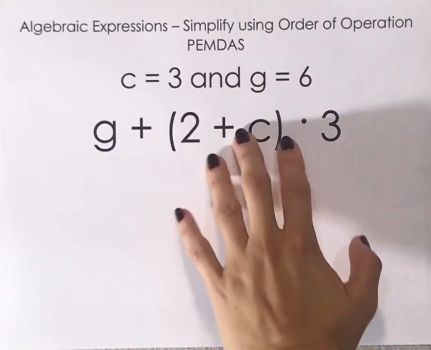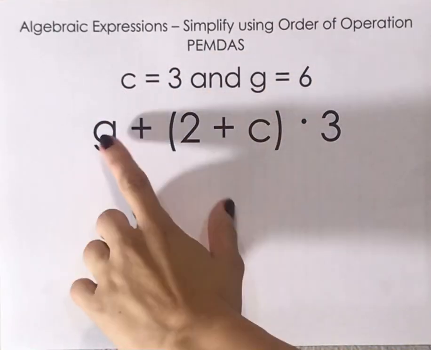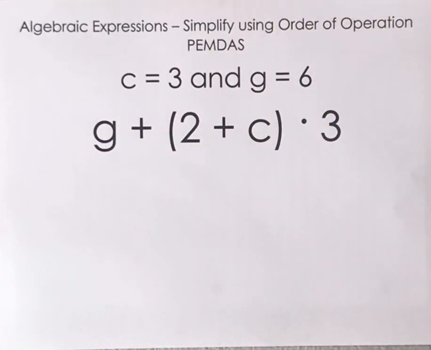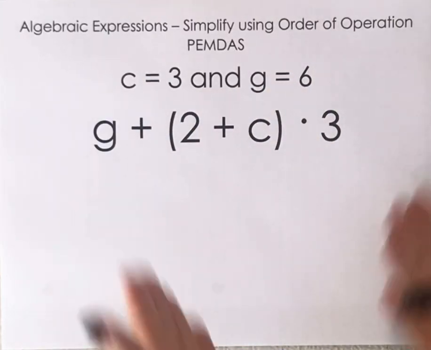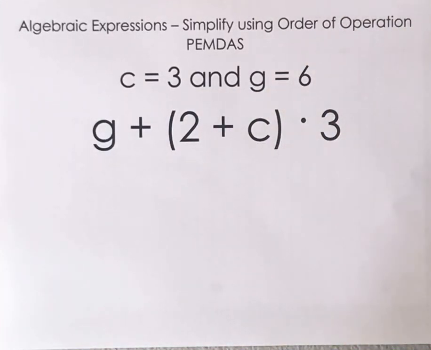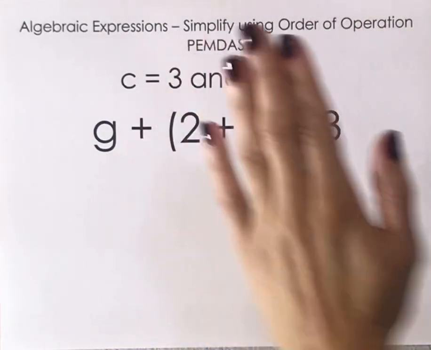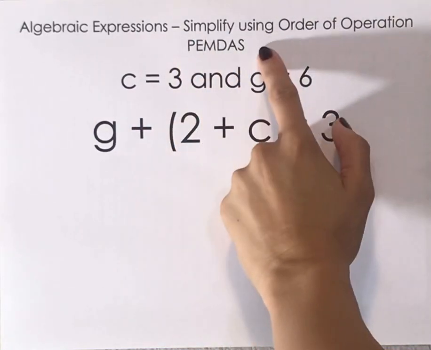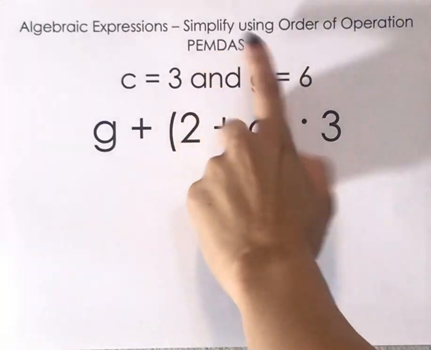But the first thing we're going to do is use substitution to rename the G and the C. And then we're going to simplify it, which means we're going to make it smaller. And the way that we're going to do that is we're going to use order of operations. Remember, order of operations has a rule of how you solve things. So the rule is PEMDAS. And some kids like to remember that by Please Excuse My Dear Aunt Sally.